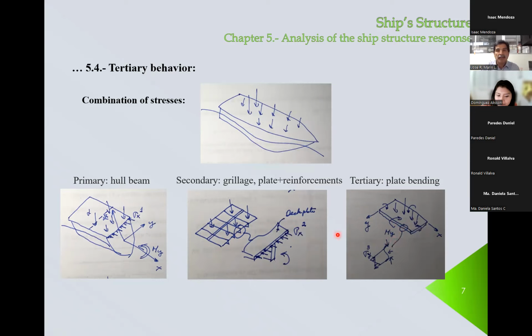Okay? So that means that in this case, which is a longitudinal framing system, sigma Y will be more important than sigma X for the tertiary case. So, but that's in the Y direction. So we could calculate this sigma Y tertiary. So we have 1 and 2 in the X direction and 1 in the Y direction.